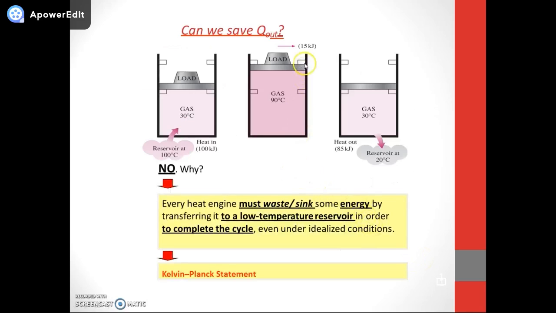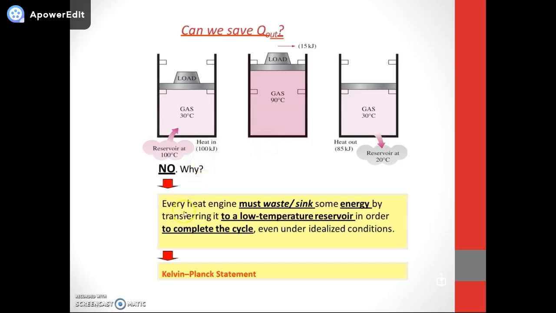So can we save Q out? No. Why? Remember the characteristic of heat engine. We need to reject. We need to have some heat loss in order to make sure that the heat engine is still in operation, and we need to keep the cycle going on.